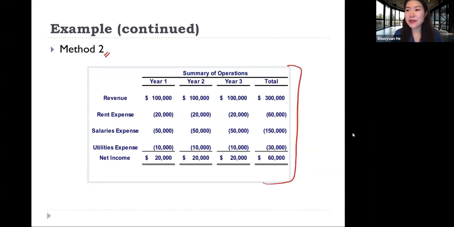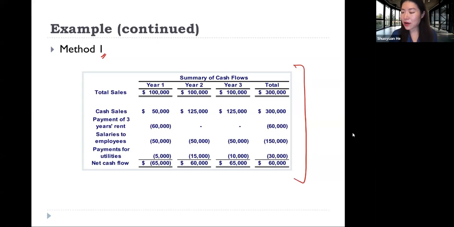And method two. So method one is using cash accounting and method two is using accrual accounting. Why? Because in method one, all the sales and all of the expenses are recorded based on when cash is paid and when cash is received. So that is the way we do cash accounting.